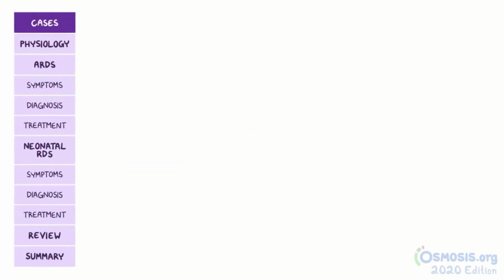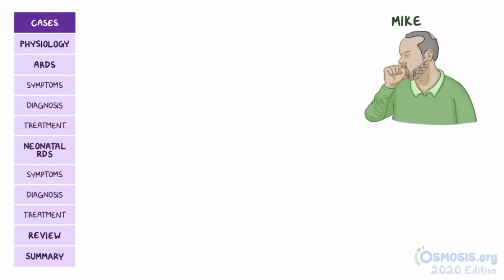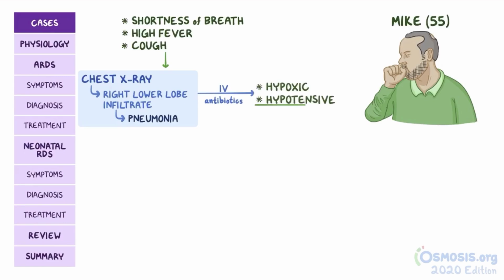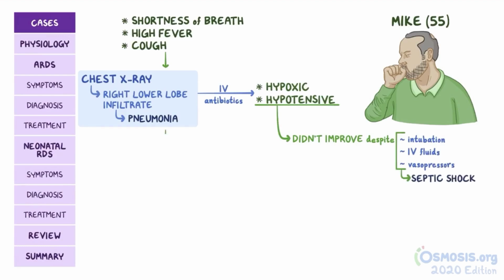Two people are admitted to the emergency department. Mike, a 55-year-old man, presents with shortness of breath, high fever, and cough. A chest x-ray was ordered, and it showed a right lower lobe infiltrate, which is suggestive of pneumonia. He was then started on IV antibiotics, but the following day, Mike became hypoxic and hypotensive. Because his hypotension didn't improve despite intubation, IV fluids, and vasopressors, he is diagnosed with septic shock.